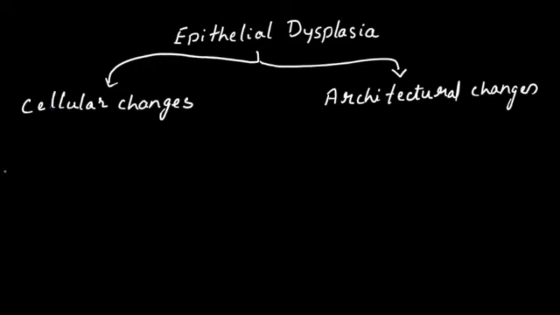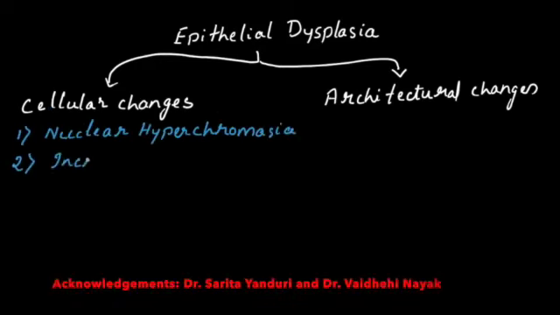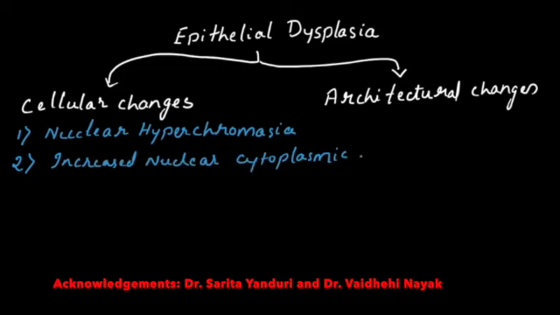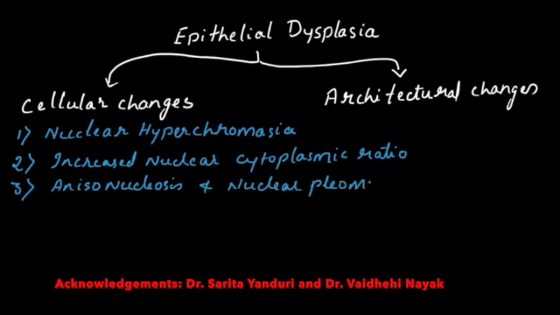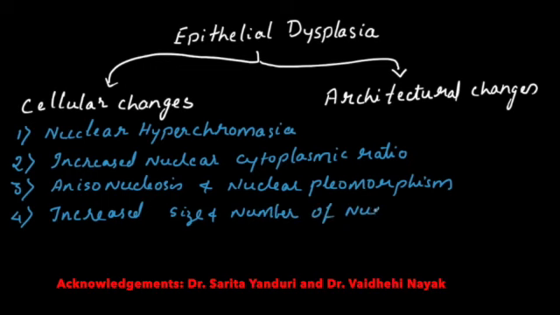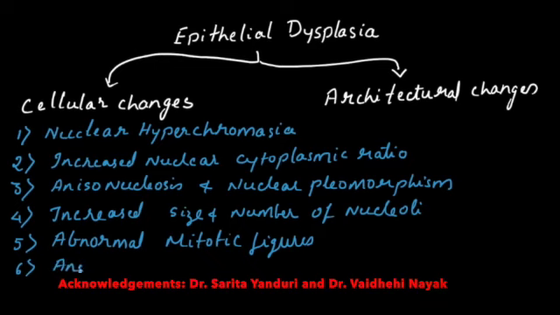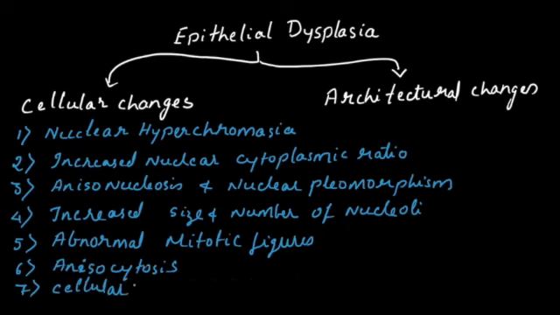Let's list out all the cellular changes that we have learned today. First one, nuclear hyperchromasia. Second one is increased nuclear cytoplasmic ratio. Third one, anisonucleosis and nuclear pleomorphism. Fourth one is increased size and number of nucleoli. Fifth one, abnormal mitotic figures. Sixth one is anisocytosis. Seventh one is cellular pleomorphism. Next we will be learning about architectural changes. That will be in my next video.